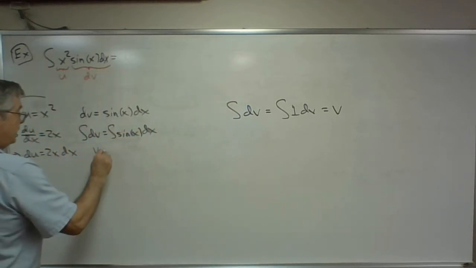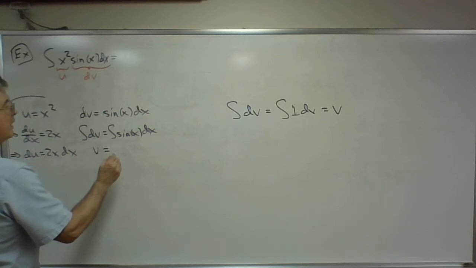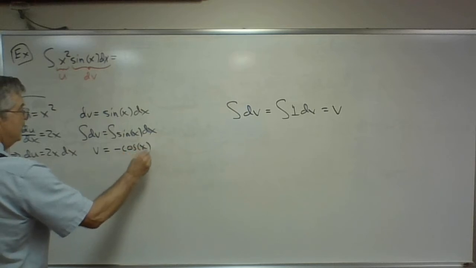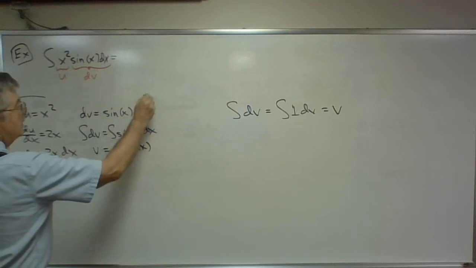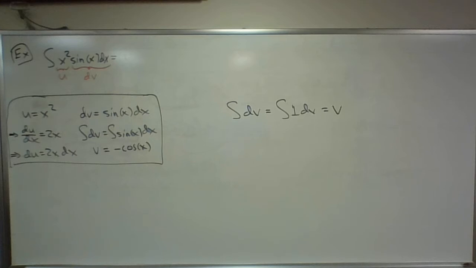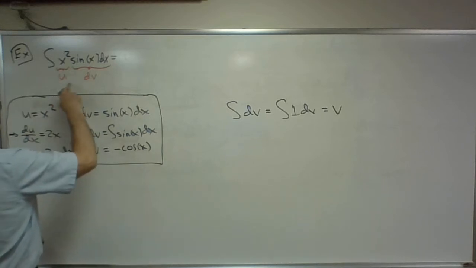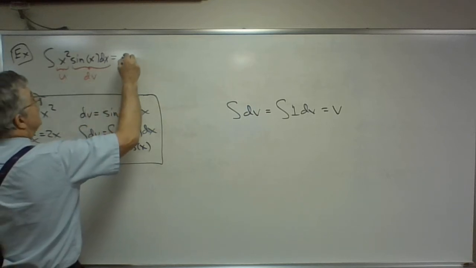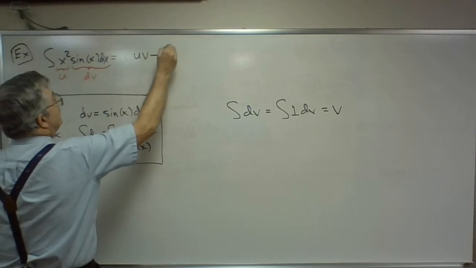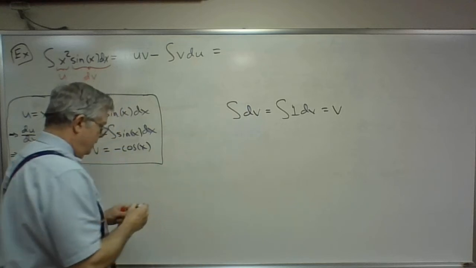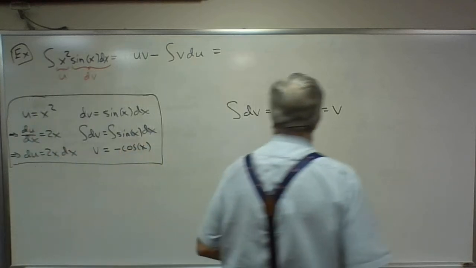So we get v equals the integral of sine x, that's negative cosine of x. And we'll do the plus c later. Okay. Let the good times roll. This is u times dv, and we're going to get uv minus the integral of v du. And now we just fill in the blanks.